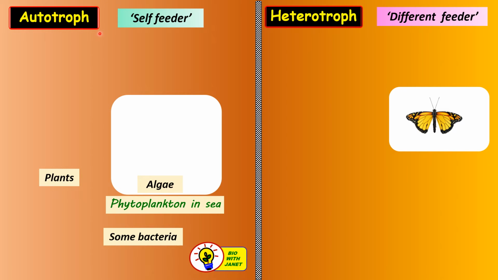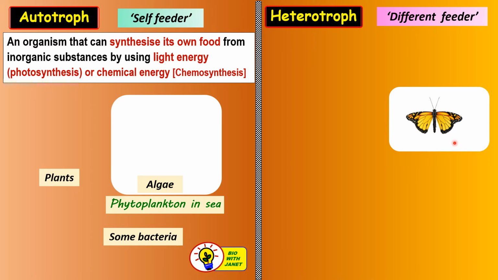So let's discuss this pair of terms, autotroph and heterotroph. What's the difference? Auto means self, and troph has something to do with feeding, the feeding of the organism. So an autotroph is a self-feeder. That means it can synthesize its own food, its own organic compounds, from inorganic substances by using light energy through photosynthesis or by using chemical energy through chemosynthesis.